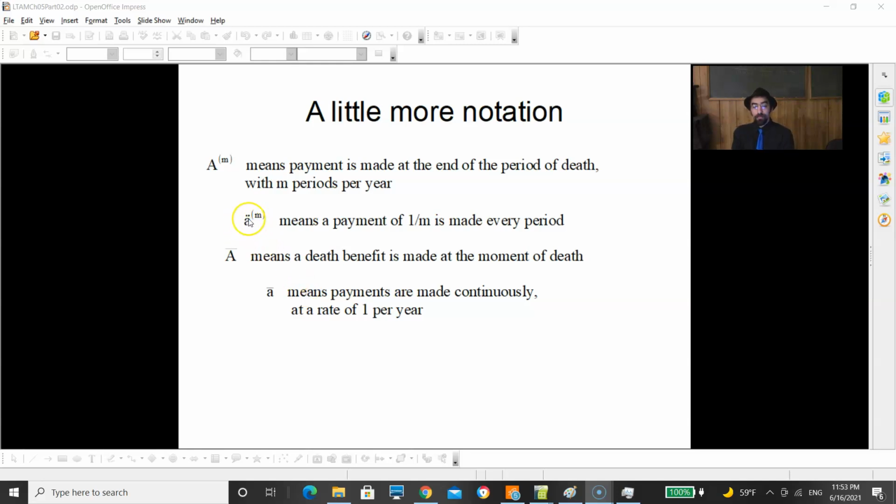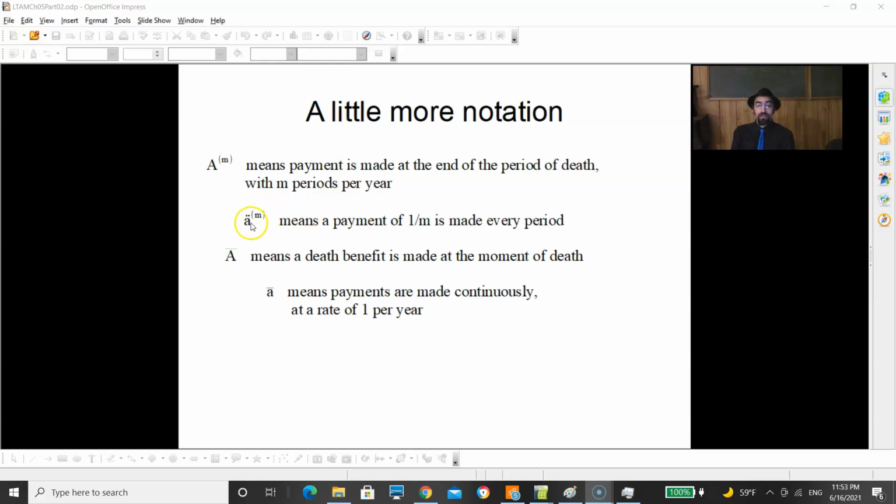Little a double dot super M means it's an annual or monthly payment. It's payment of size 1 over M, made every month or however big the period is.